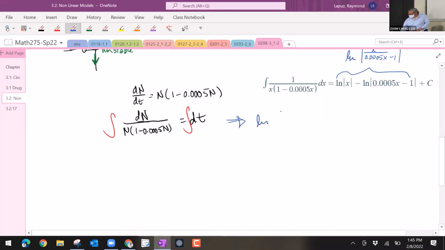So this will be the ln of n divided by 0.0005 n minus 1 is equal to t plus c. And we'll take the e of both sides. N divided by 0.0005 n minus 1 is equal to e to the t plus c. Oh, the plus c there is in the power, so you can think about it as e to the t times e to the c, which we can just call a.